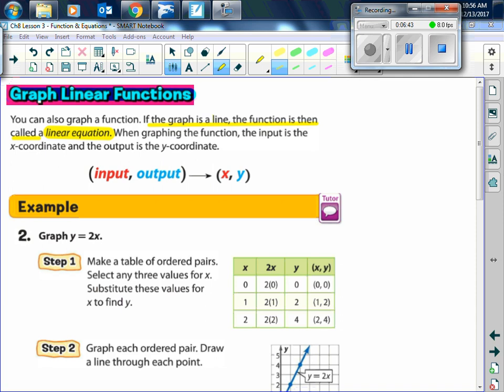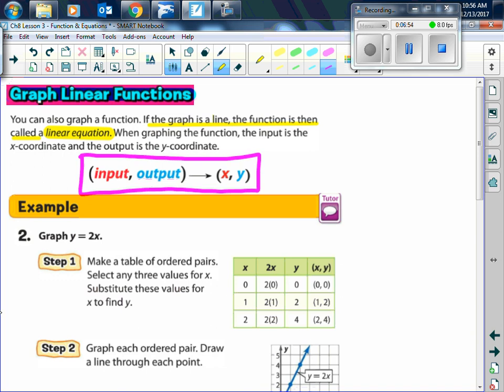Now, when we said that the x-coordinate is the input and the y-coordinate is the output, look at what we have here. Do you remember this? Input, comma, output, or x, comma, y, that is called a what? Starts with a C. Coordinate. Oh, no, I'm sorry, it starts with an O. Ordered pair. Very good. It's an ordered pair.